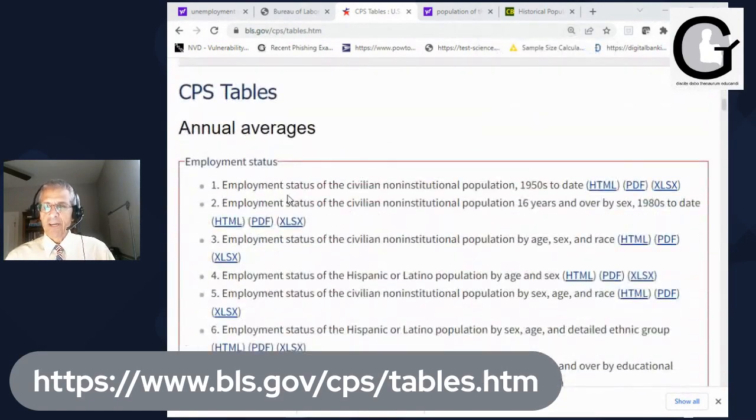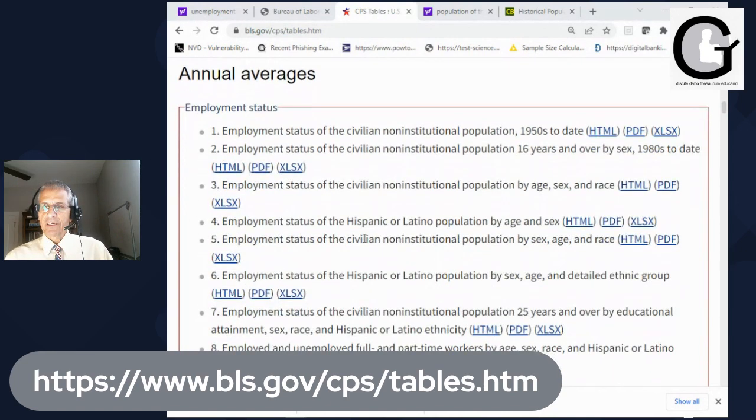CPS tables, employment status of the civilian noninstitutional population, Hispanic or Latino population, and you notice right here, XLSX. These are Excel files. You can download these files, and you can do whatever type of data analysis you want against that. So I think this is important to understand.